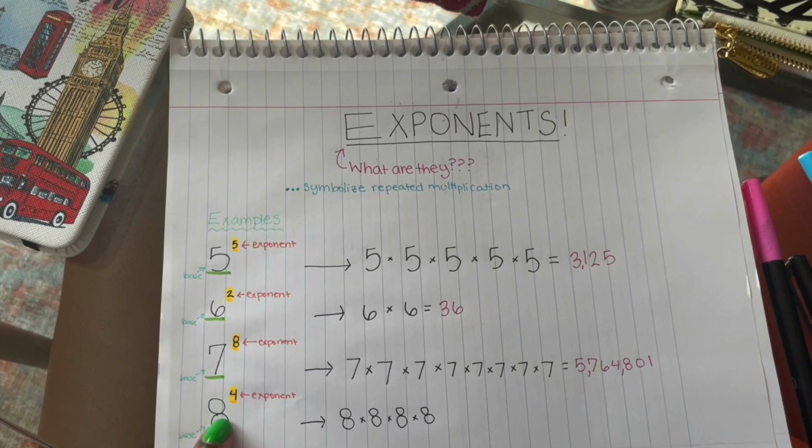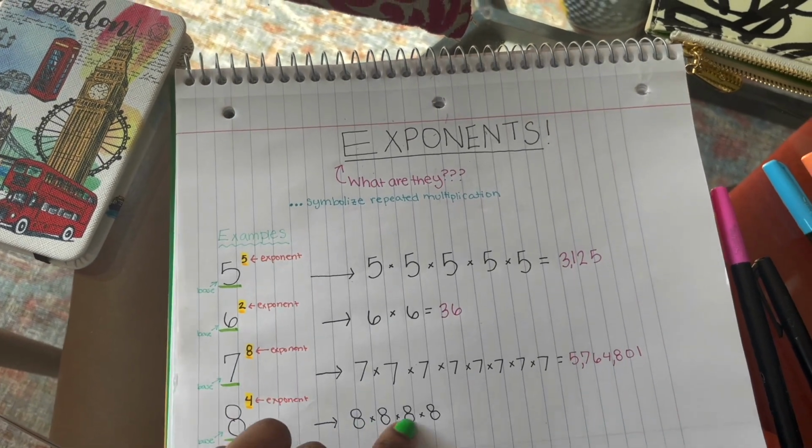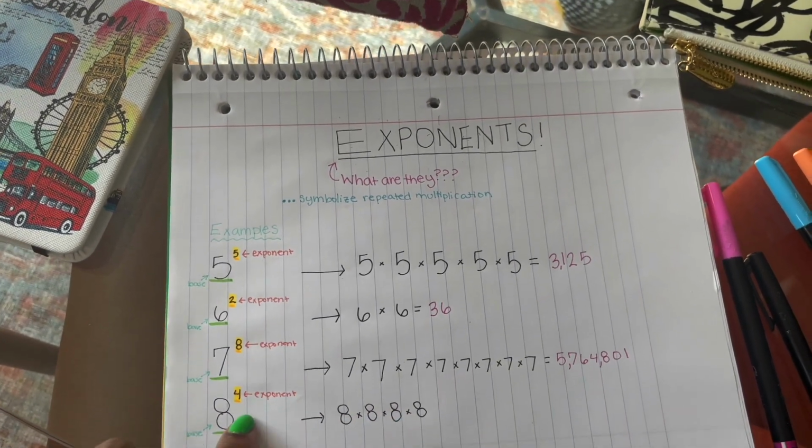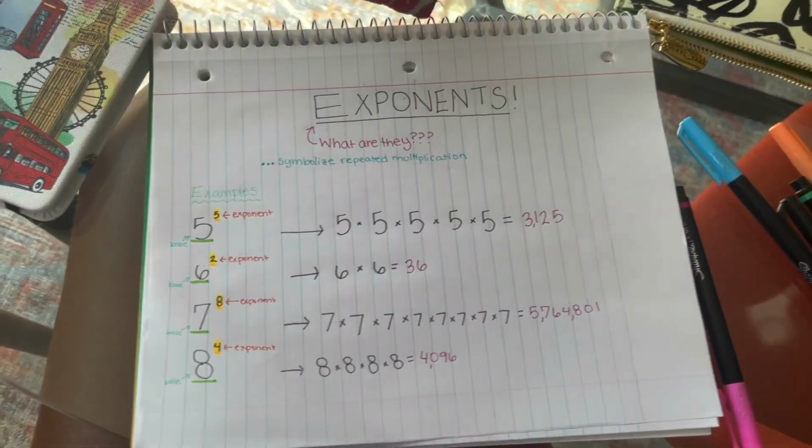Okay, and our last example is 8 raised to the power of 4. Now this won't be as time consuming. We only have to write out 4 8s because once again our exponent is 4, which means or symbolizes that we're going to be multiplying 8 4 different times.